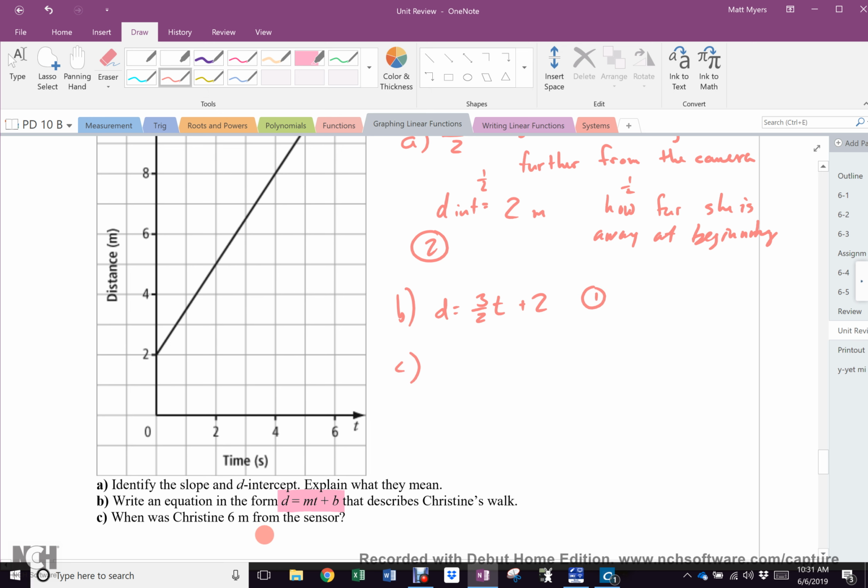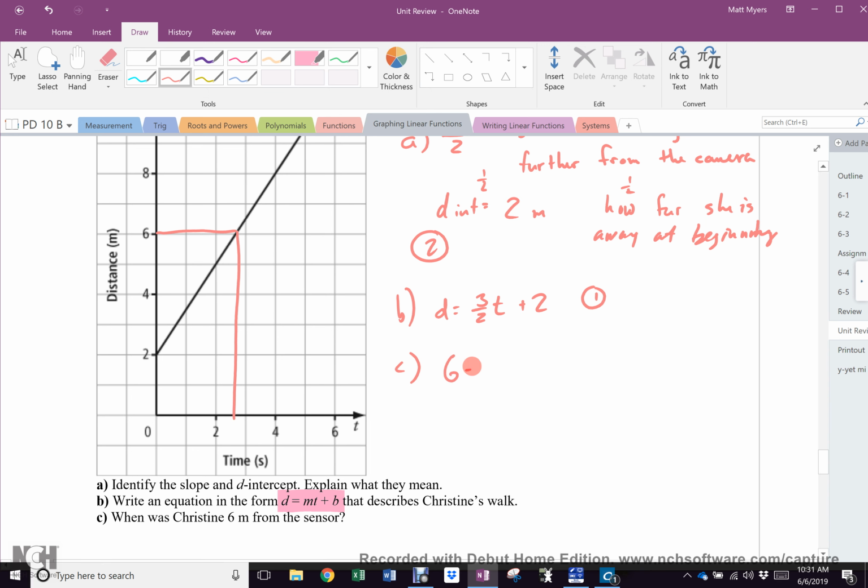C, when she is 6 meters from the sensor. Could you find this out on the graph? Yes, you could go up to 6 and you would go down. And what would you tell me the answer is? You would say 2.5-ish. Is that right? Sure, it's okay. Is it right? No, because you would do it algebraically.